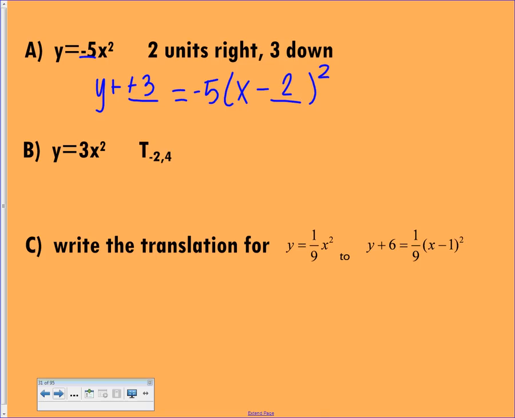Find the equation of y equals 3x squared under the transformation T(-2, 4). So the translation here really is giving me h and k. So you just put it in order.